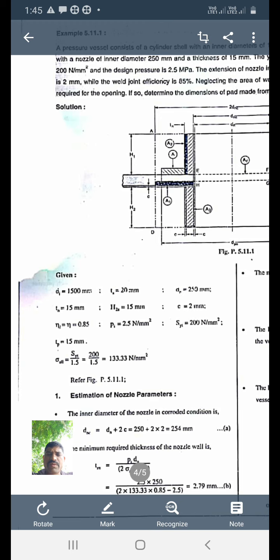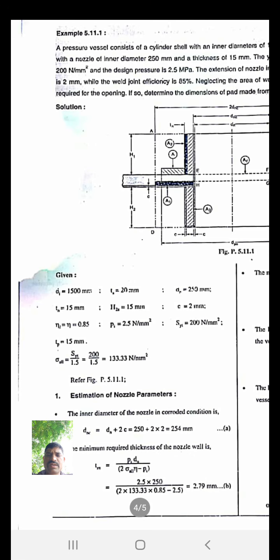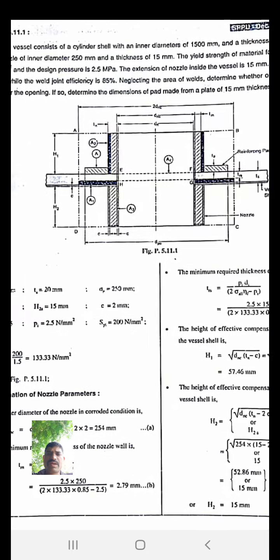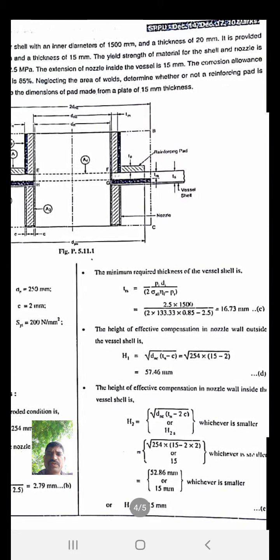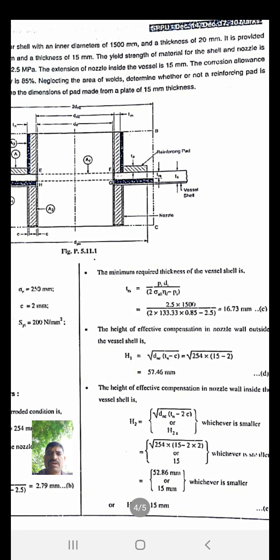The minimum required thickness of the nozzle wall is. What is the minimum required thickness? Pi dn divided by 2 sigma all n minus pi. Put the value. You will get that thickness. Okay, tn is equal to, you will get that value 16.73 mm.